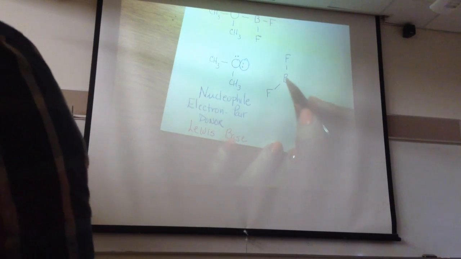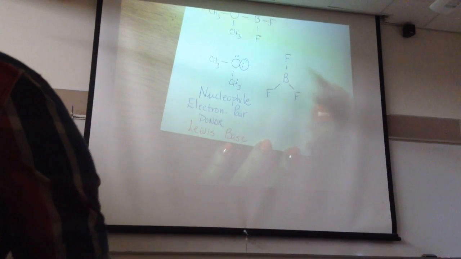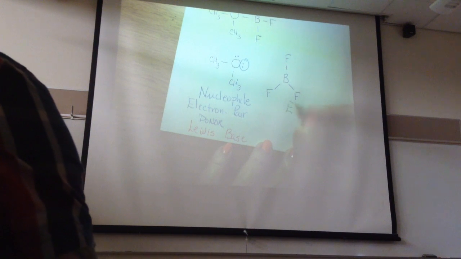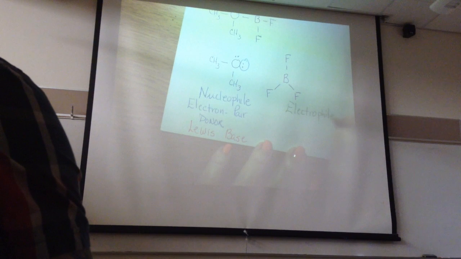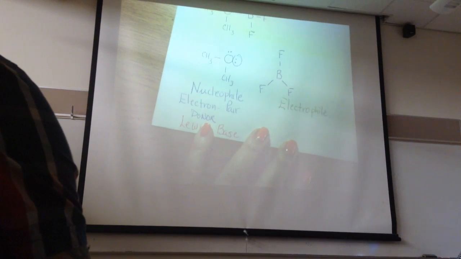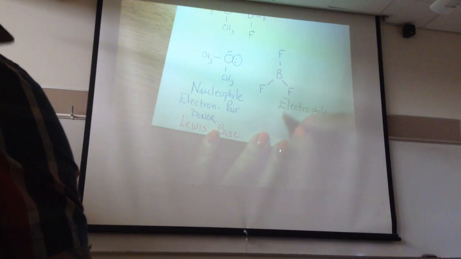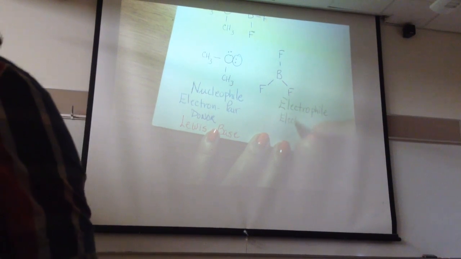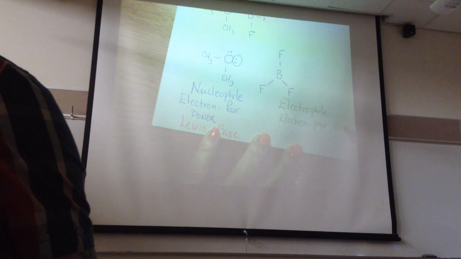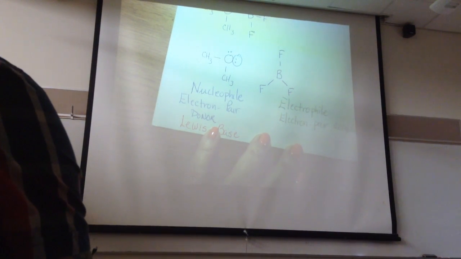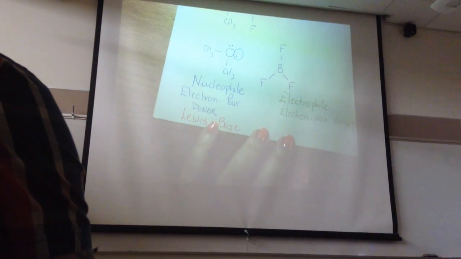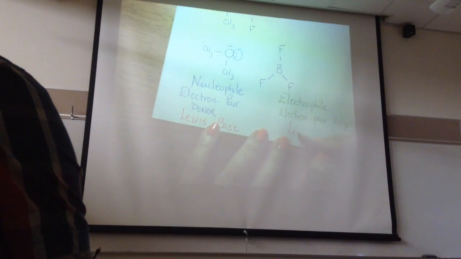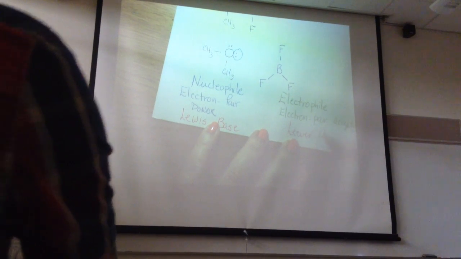If I am an electron pair acceptor, I am called an electrophile. Electrophile, the word makes sense. I am a lover of electrons. I am an electron pair acceptor. My electron pair acceptor is then called a Lewis acid.